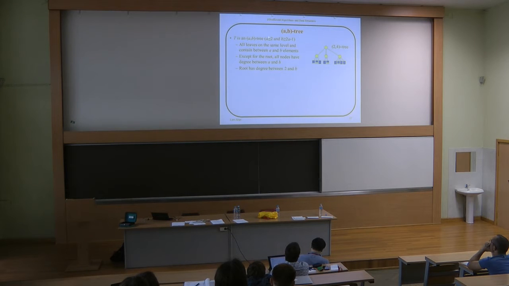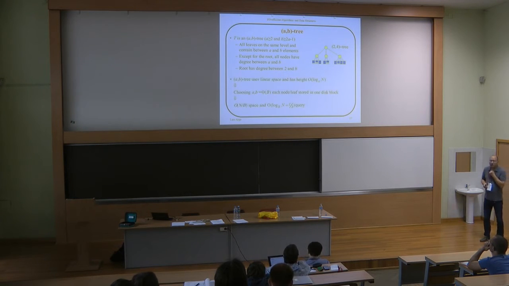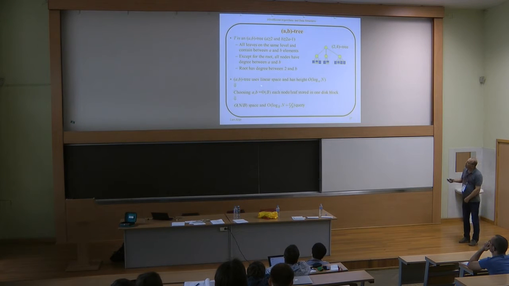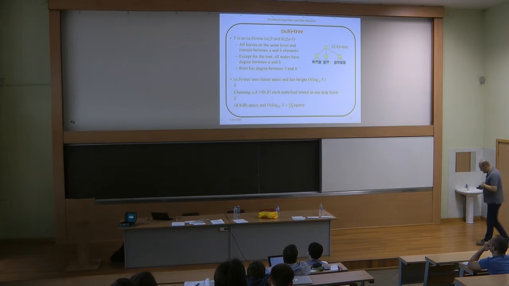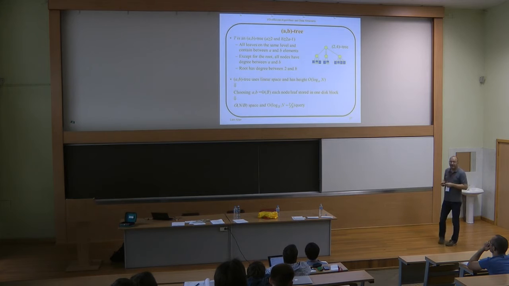And I am assuming that A is bigger than 2 and B is bigger than 2A minus 1. Now, it should be pretty clear, I hope, for you that an AB tree uses linear space, right? It's a tree on top of the n elements. And it has height log base A of n.